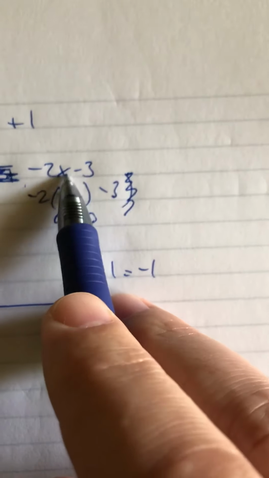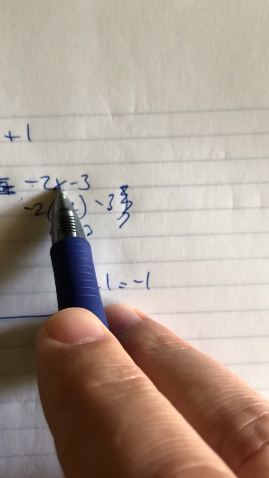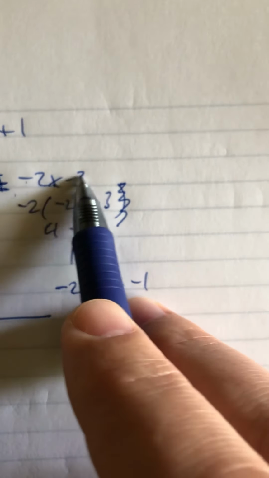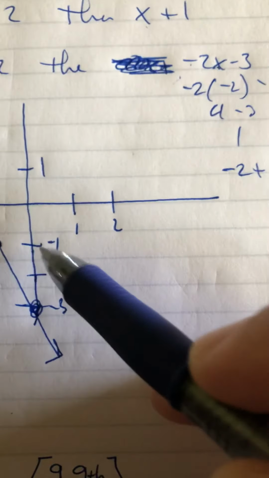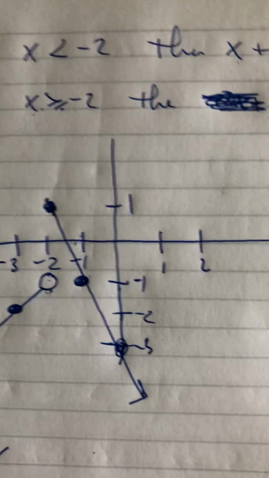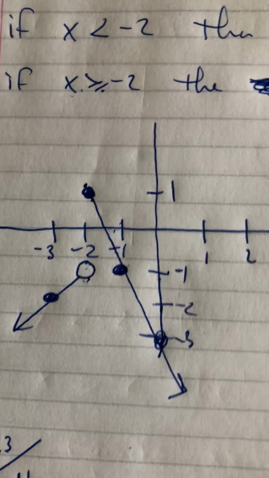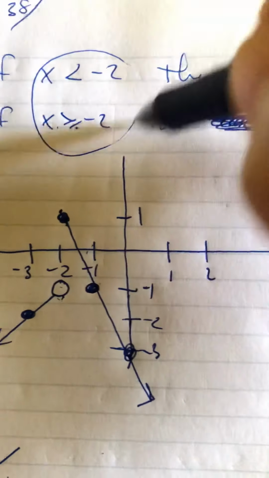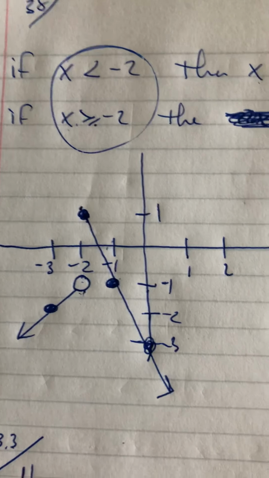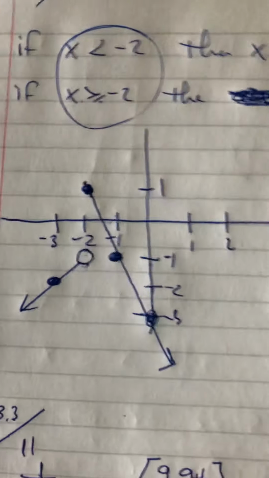If I chose -1, it falls in this category. Put it here. -2 times -1 is 2. 2 minus 3 is -1, so at -1 I have -1. Another dot, draw my line. Okay, so piecewise functions are completely dictated by the restrictions in the domain. Hopefully that helps a little bit with 38.